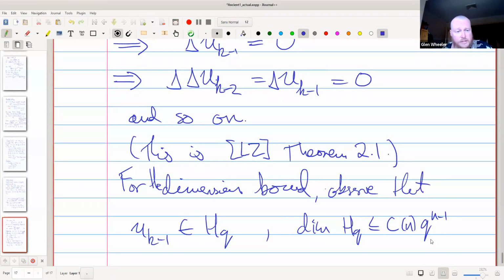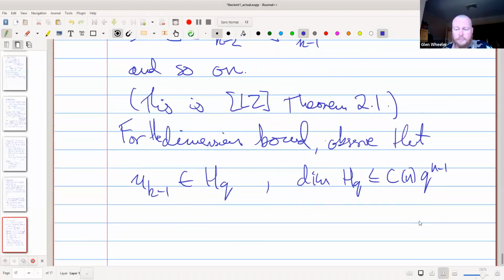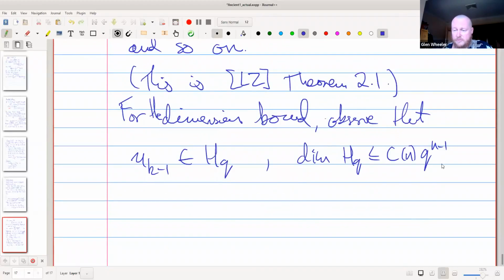And keep in mind that the expression obtained by Lin and Zhang is like a constant times Q to the n plus 1. So this n minus 1 is sort of 2 orders in the exponent better. And we're going to lose 1 order in a second, but we're not going to lose 2. Okay, and now what about u_{k-2}?